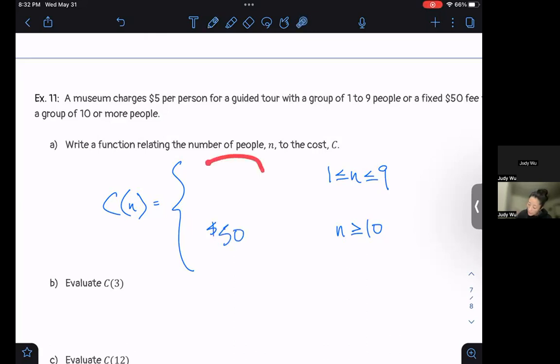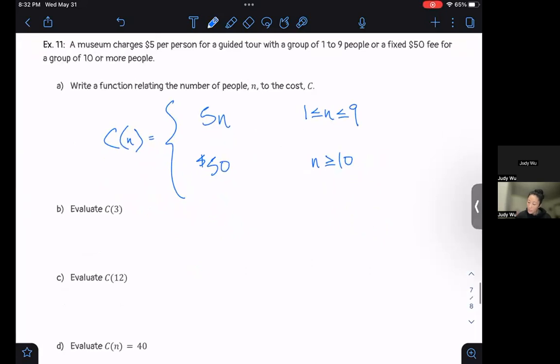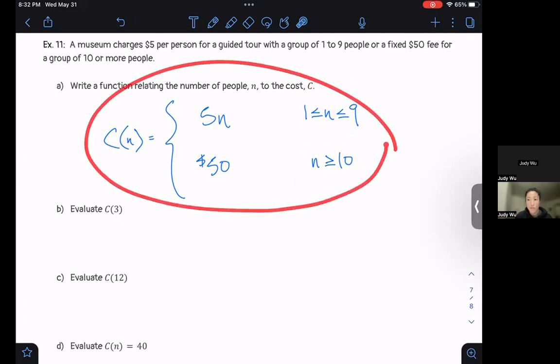But how do we write it if we want $5 per person, right? So one person would be $5, 2 people would be $10, 3 people would be $15. Okay, so maybe what I'm doing is I'm taking 5 times the number of people, right? That would tell me how much I have. So even though this was 2 different scenarios, right? One for a smaller group of people, one for a larger group of people, I can write it together in what we call a piecewise function.